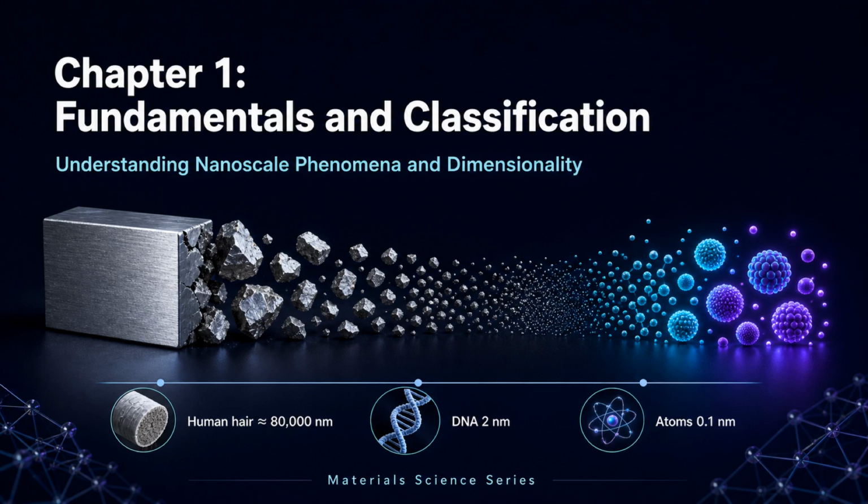Welcome to Chapter 1 of the Introduction to Nanomaterials series. In this lecture, we'll explore the fascinating world of materials at the nanoscale. We'll learn what makes nanomaterials unique, how they're classified, and the fundamental equations that describe their behavior. By the end of this chapter, you'll understand why a gold nanoparticle can be red instead of gold-colored, and why materials behave so differently when they shrink to just a few nanometers.